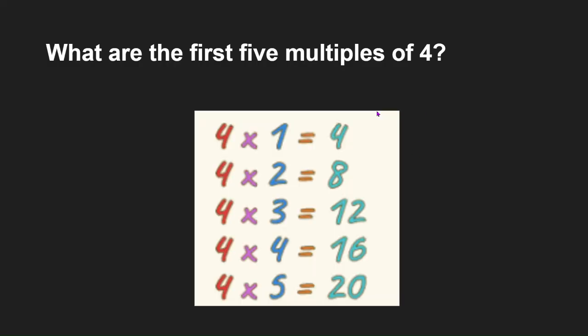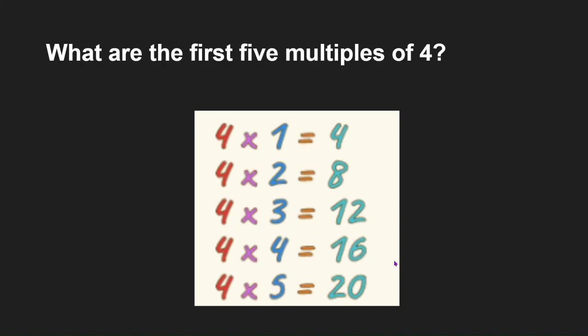So the first 5 multiples of 4. We have 4 times 1, which is 4, right? 4 times 2, which is 8. 4 times 3, which is 12. 4 times 4 is 16, and then 4 times 5 is 20.